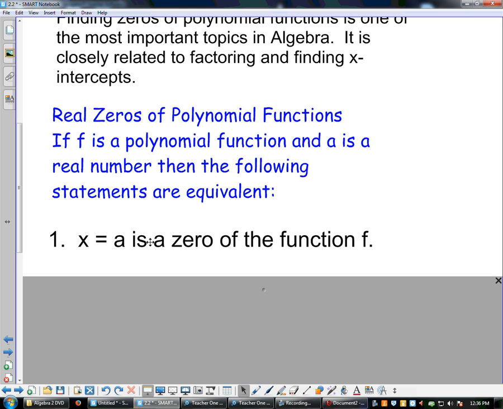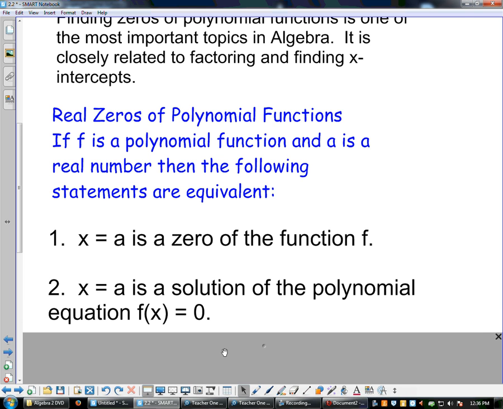First statement is that x equals a is a zero of the function f. If that's true, that x equals a is a zero of the function, then we could also say that x equals a is a solution of the polynomial equation f of x equals 0. So far we've related zeros of a function.